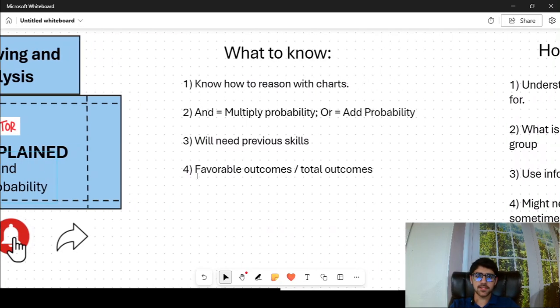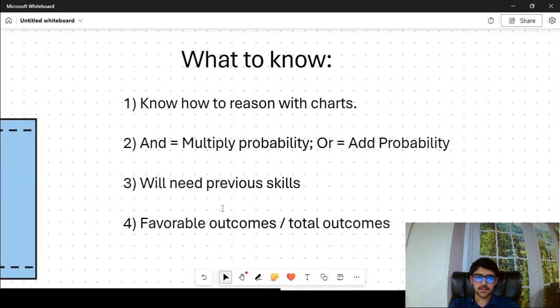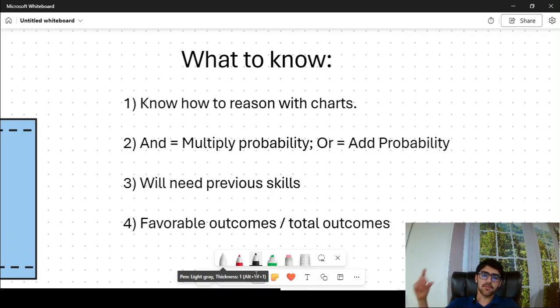So for these probability questions, what do you need to know? There are four main things that you need to know. First thing is you need to know how to reason with charts. Almost every single question will give you a chart with a lot of information, and you need to know how to extract the necessary information to answer the question.